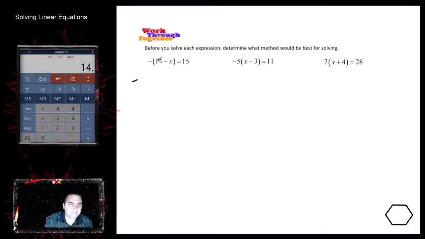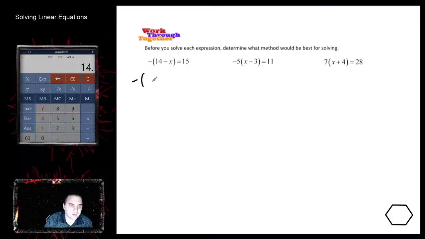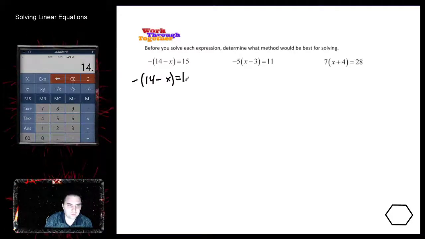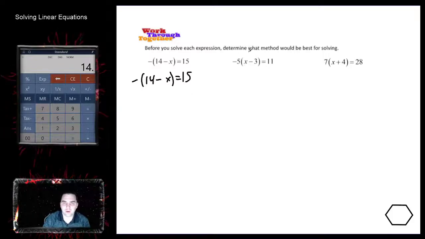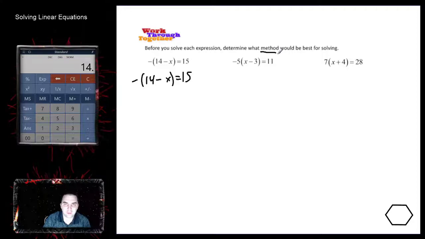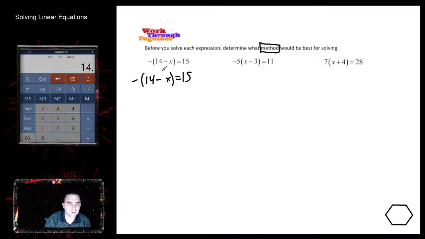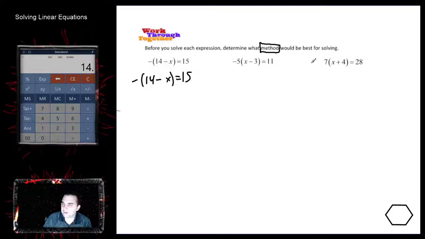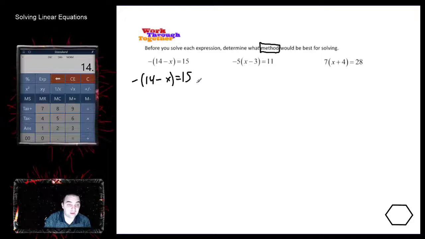All right, minus 14 minus x is equal to 15. We are going to choose a method, and I don't know which one we're going to go with, but we'll try to alternate it and try to figure out what method is best in the situation we have, and just go for it. So this is a minus 1.